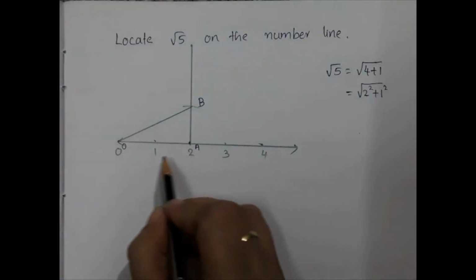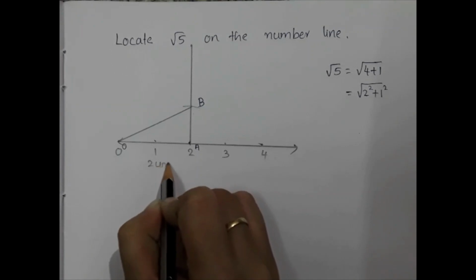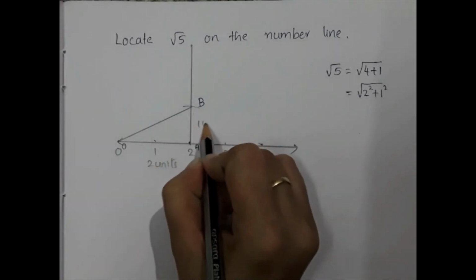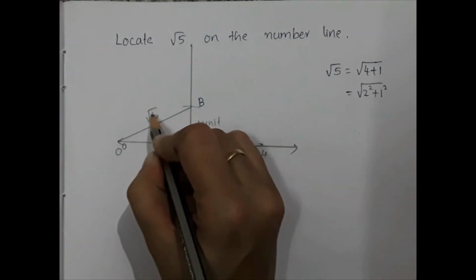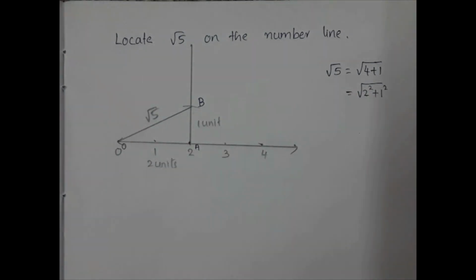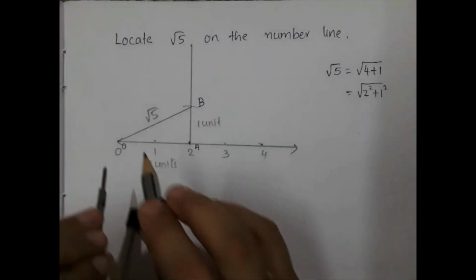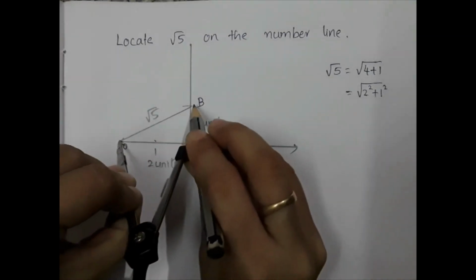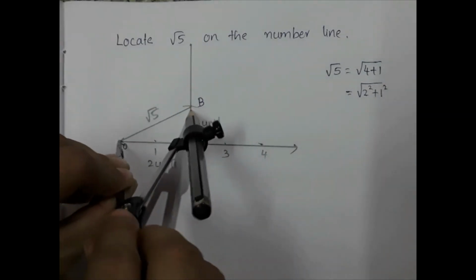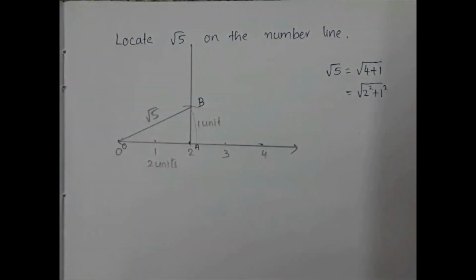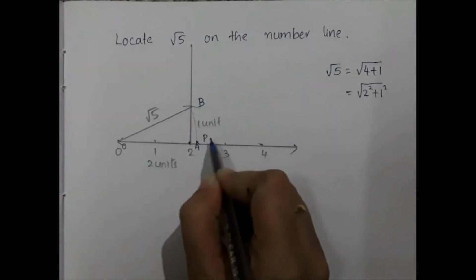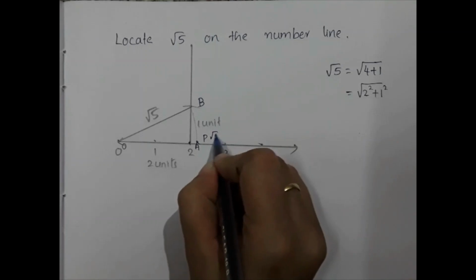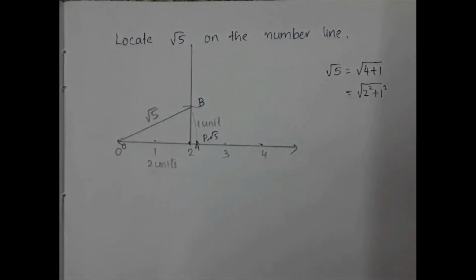Okay, so this will be what? 2 units, and this will be 1 unit. So that represents what? Root 5. Okay, so what you have to do next is, you have to represent that on the number line. For that purpose, from O to B you have to measure and then draw the arc. So that point here, P. This point is what? Root 5. That point is root 5. Hope you clear this concept.